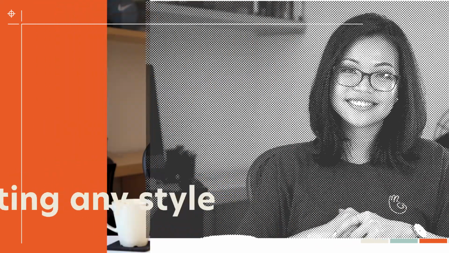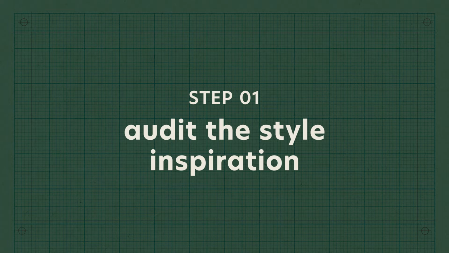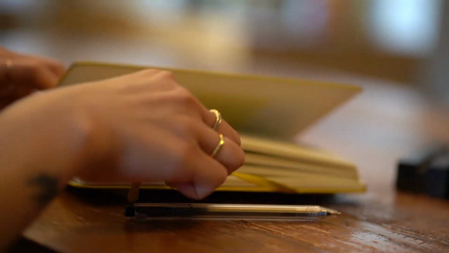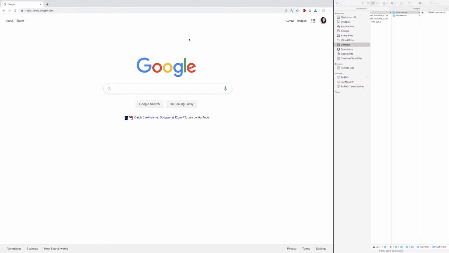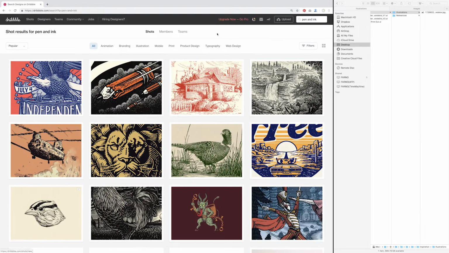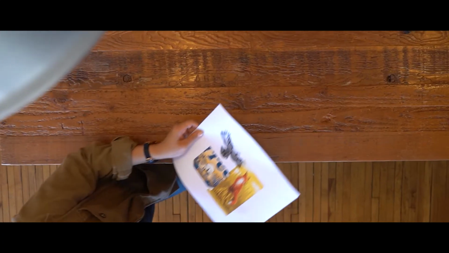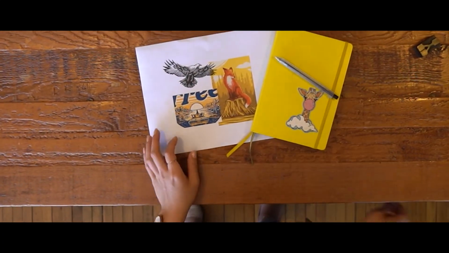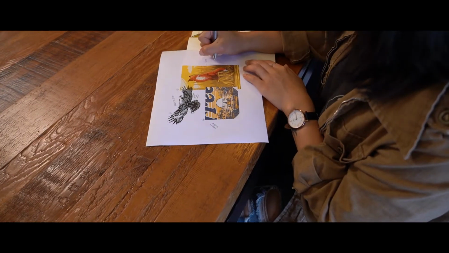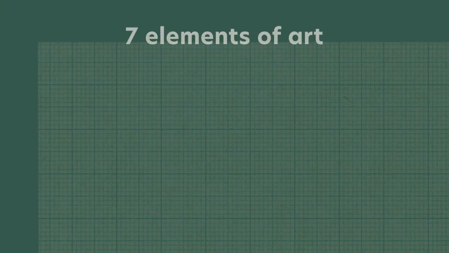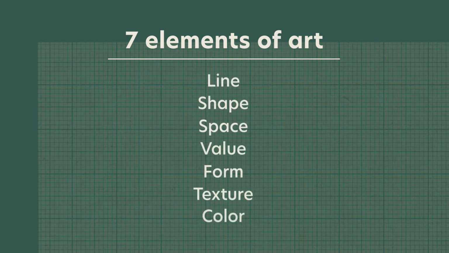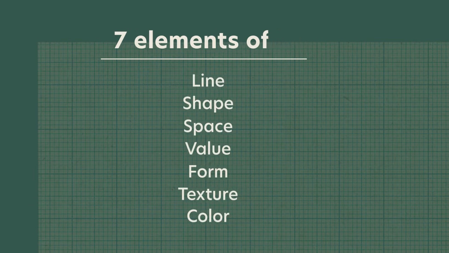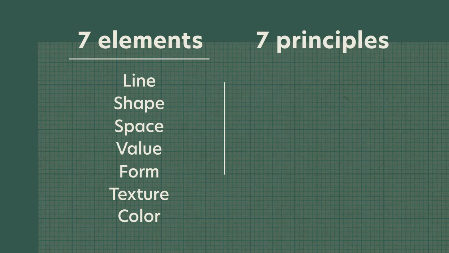The first step is to audit your inspiration. Auditing your inspiration means taking notes on what you see. It means breaking down your inspiration into these fundamental elements and principles. Illustration styles can be broken down into 7 elements and 7 principles. And I'll list them on the screen so that we can go through them briefly.